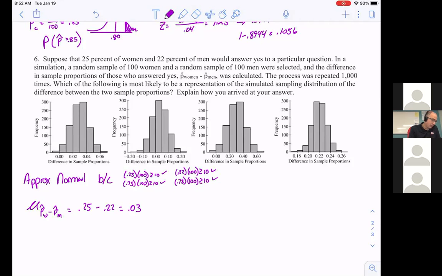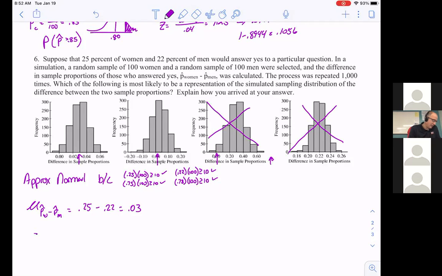Okay, so here 0.03 is right smack dab in the middle of that one. 0.03 is going to fall right about there on that one. 0.03 is going to fall clear back here on this one. So I think we can rule out this guy. And 0.03 is clear down here on this one. So that one's definitely out. So we've ruled out two of them, as far as their means weren't even in the right spots.